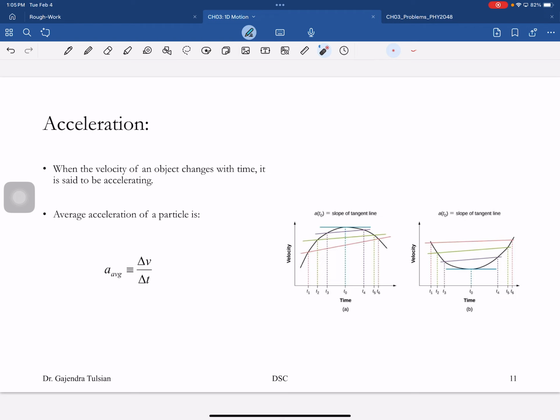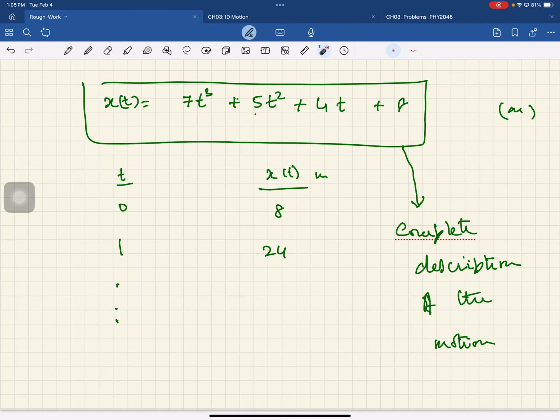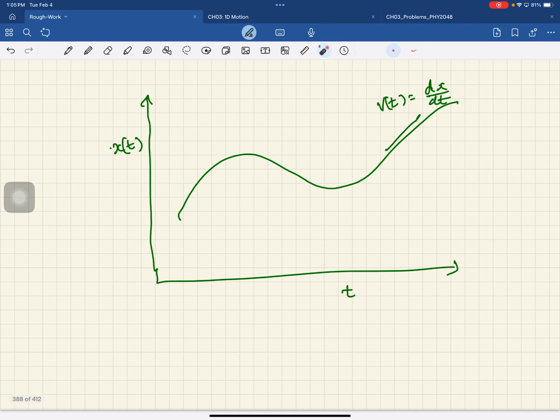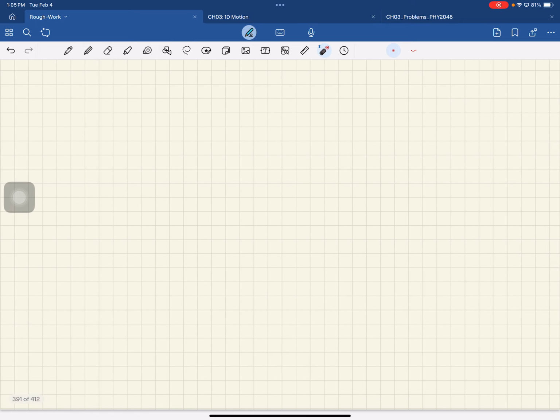Average acceleration is change in velocity divided by the time over which that change happened. So if your velocity is not changing, this will be 0, and your acceleration will be 0. So you're accelerating only when your velocity changes. All right, so let's make sure we understand this. I'll show you the different kinds of acceleration you will encounter.